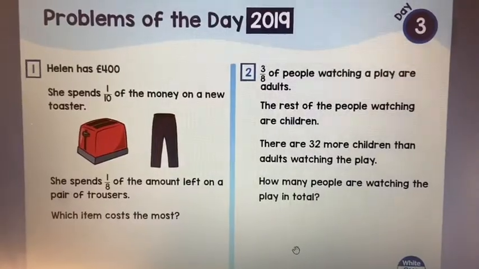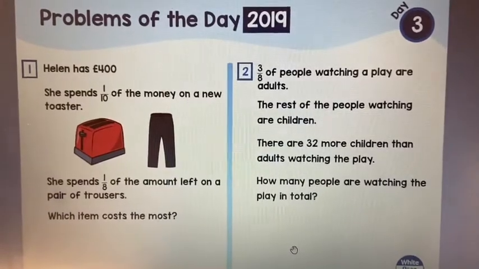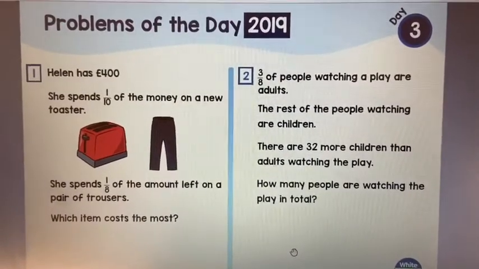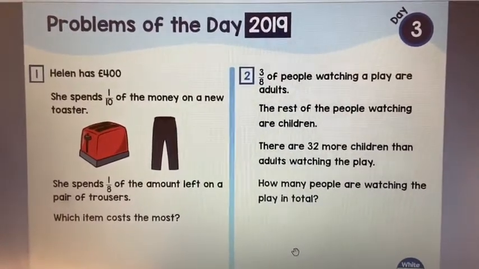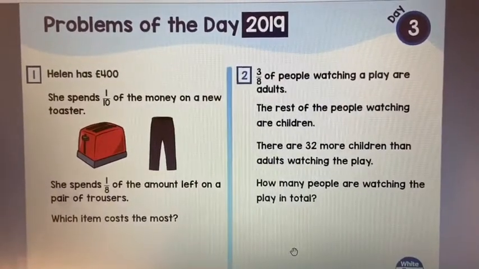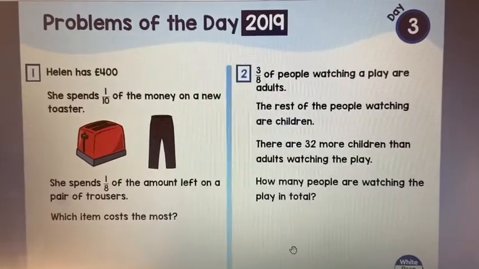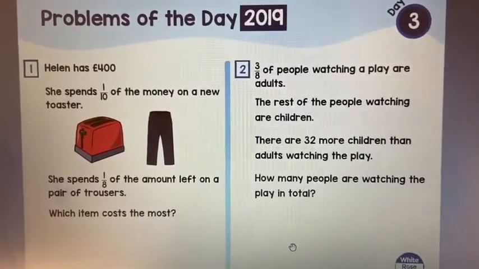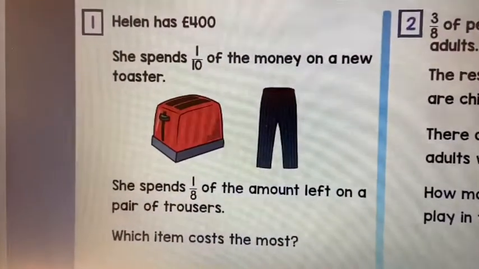We're going to start by looking at these problems of the day. Now you'll notice it says 2019 on them. That's because I used them with my year 6s last year, but I thought they were brilliant in challenging them to think mathematically, so I'd like to use them with you too. Let's focus in on the first question.